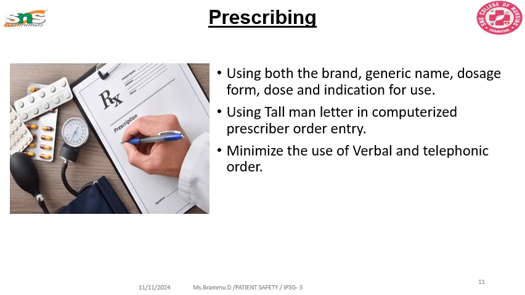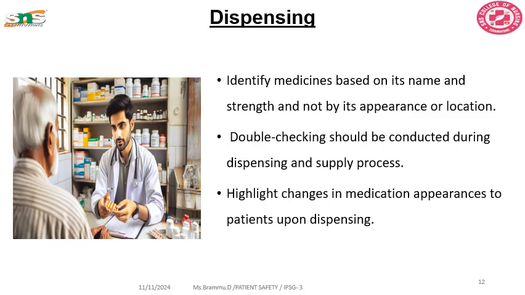Whenever these look-alike drugs are prescribed, see that the brand name and the generic name are placed in the prescription, along with the dosage form, whether it is a vial, ampule, capsule, or any other form such as an inhalation drug, then the dose as well as the indication for usage. Always use tall man letters in the computerized prescriber order entry, which may prevent errors from misentries and mal entries. Minimize the use of verbal as well as telephonic orders.